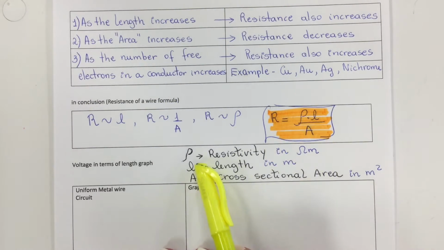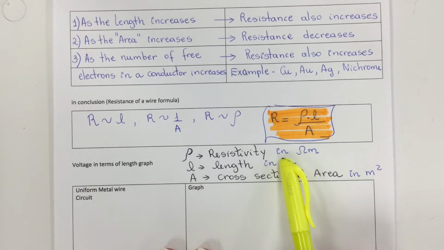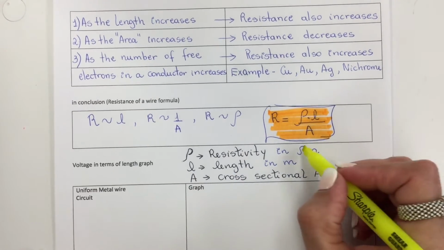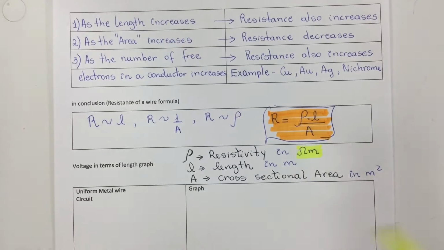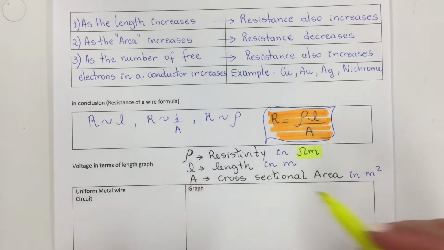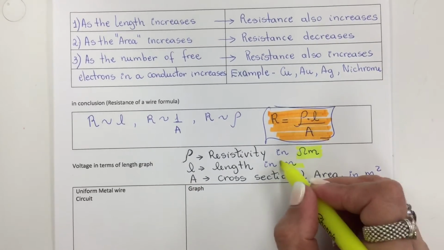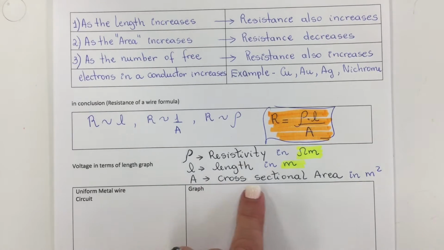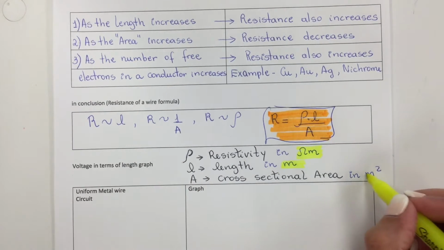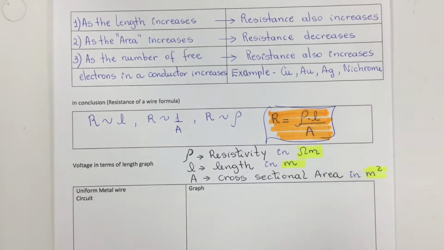So rho is the resistivity in ohm meters. So this is the unit. L is for length, and the unit is meters. And A is the cross-sectional area in square meters.